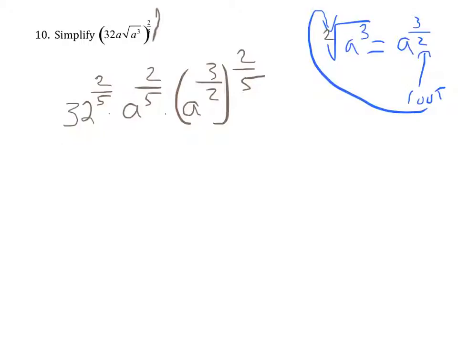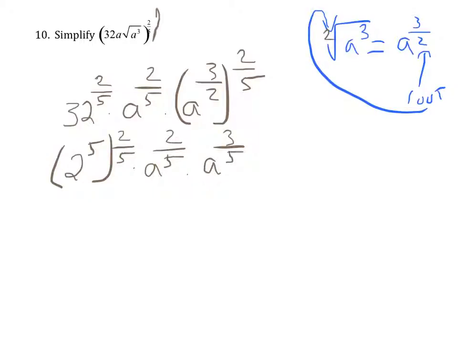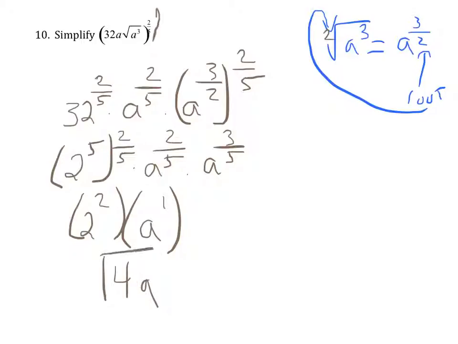So almost done. 32 is 2 to the 5th to the 2/5 times a to the 2/5 times a to the 3/5. These can combine together. So we get a squared times a to the 1st. Look at that. It simplifies to 4a.